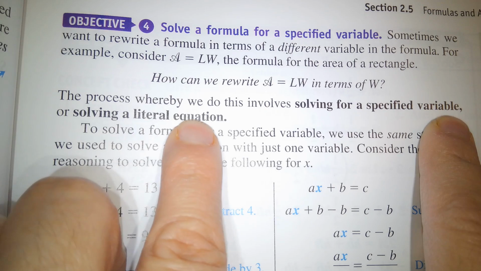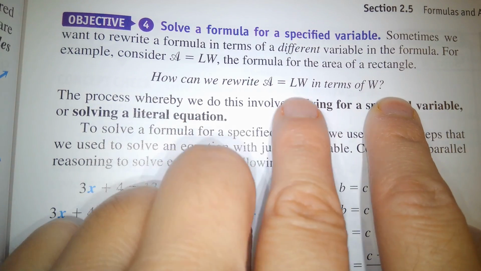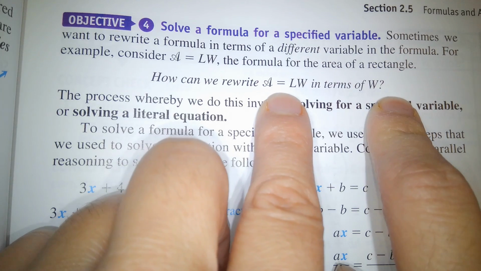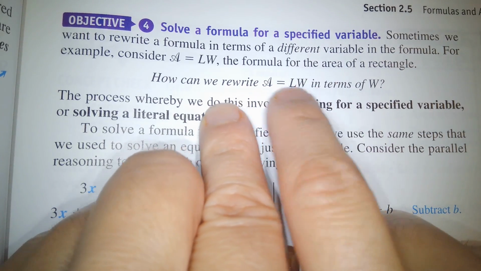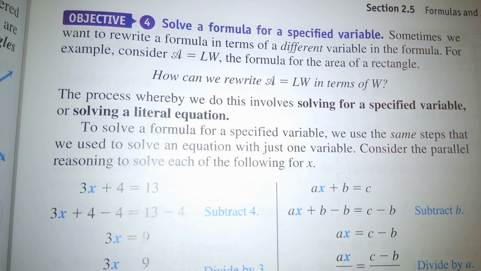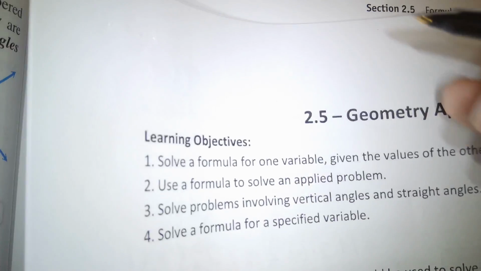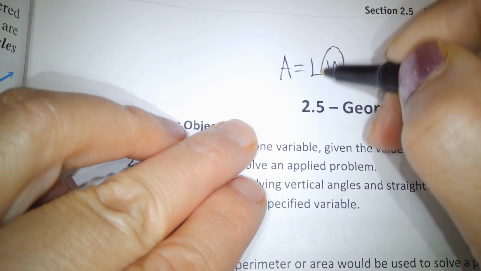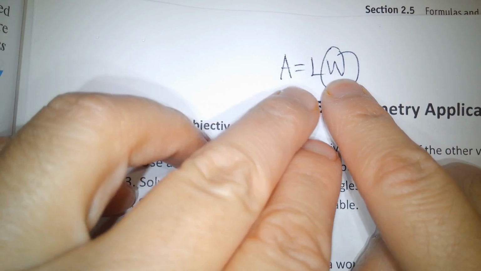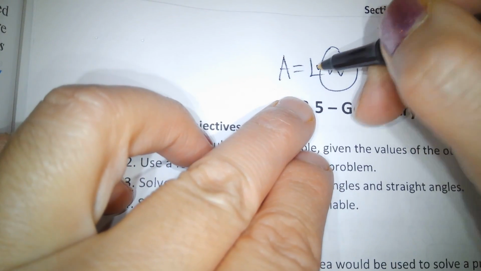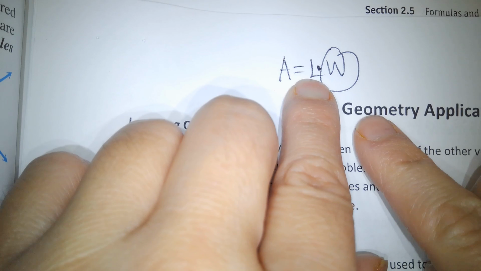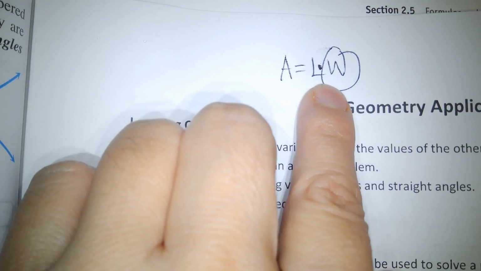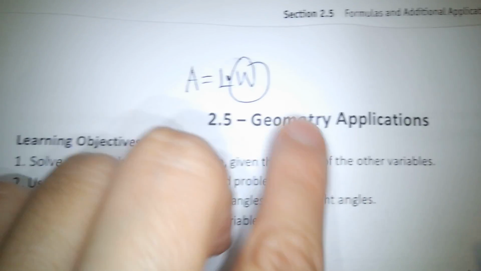It's just like solving a linear equation, but for W. Everything else, we consider just a letter. So how can we solve for W from this formula, A equals L times W? Now we consider L a coefficient of W. Solving for W means isolating W.